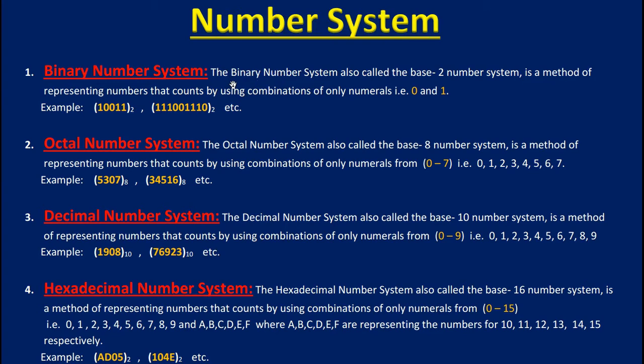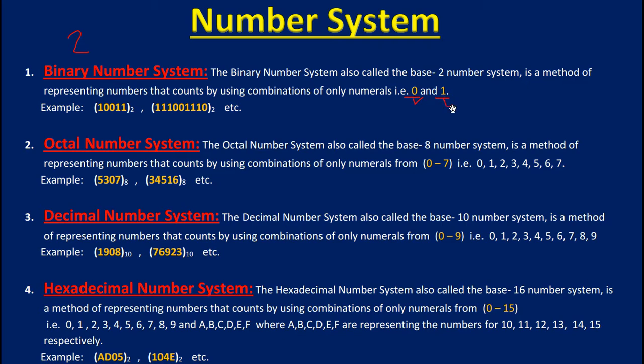As you can see here, the binary number system, which is also called the base 2 number system, is a method of representing numbers that counts by using combinations of only the numerals 0 and 1. Here, binary means only 2. This type of number system can have only two types of numbers, 0 and 1.